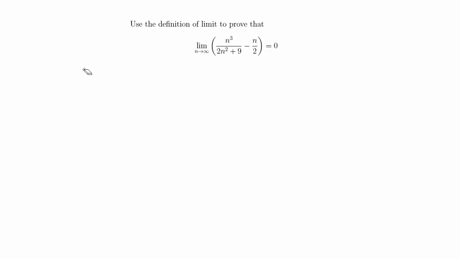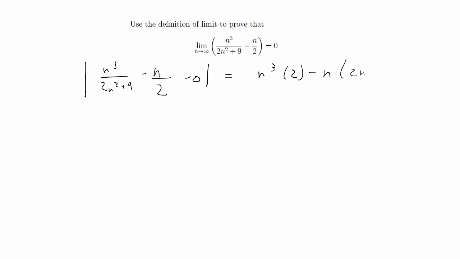You're given that the limit equals 0, so by definition you're going to have the absolute value of n cubed over 2n squared plus n minus n over 2 minus 0. So minus 0, already you know you can ignore that, and let's go ahead and try to simplify this into one fraction. So we get n cubed times 2 minus n times 2n squared plus n, all over 2n squared plus n times 2.